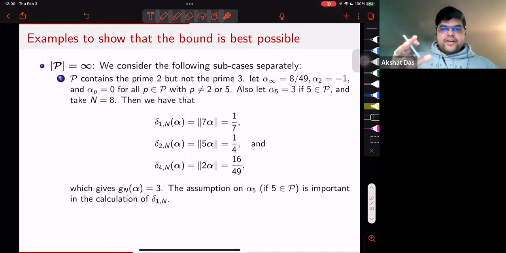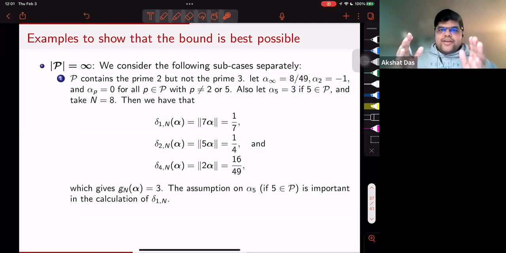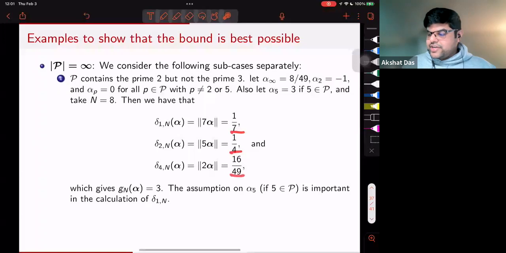And there is a specific comment about the case when 5 is in this set. If 5 is in this set of primes, then at that non-Archimedean place, we take 3. If it is not there, then everything else is just going to be 0. This highlights the difficulty that we had, because it is very difficult to construct an example which is going to work for an arbitrary collection of primes. That is why I pointed it out. And then again, we have 3 distinct nearest neighbor distances, which are given over here. So this again shows that the little g and alpha function is equal to 3 for this particular case.